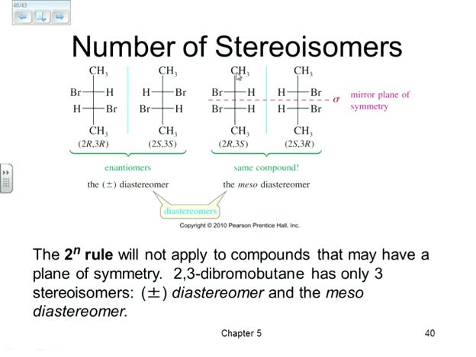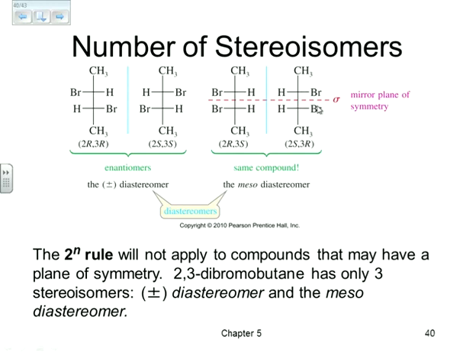So if I folded this in half on top of each other, I can fold CH3 on top of CH3, right? Bromine on top of bromine, hydrogen on top of hydrogen. So there's that plane of symmetry. You see the same thing right here. Those are called meso compounds. So a compound can be meso and a diastereomer.